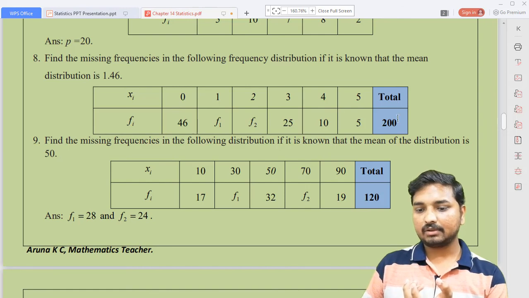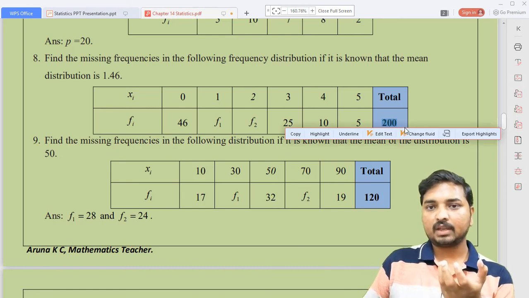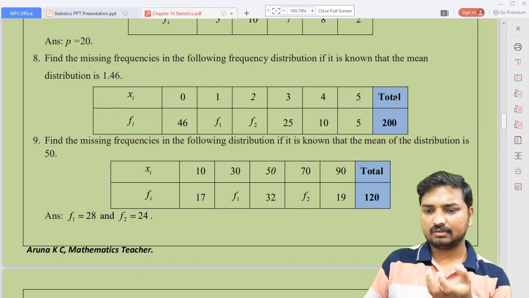Now look here, I have marked it like this, because someone may treat 200 as one of the frequencies and solve the problem like that. That's why I'm going to shade here. In the examination he will not do like this, but just remember here.